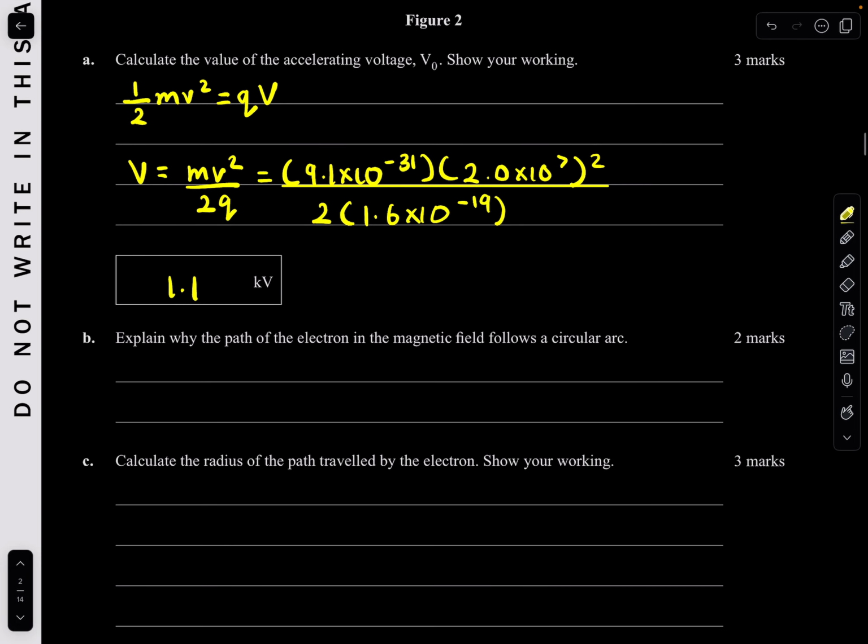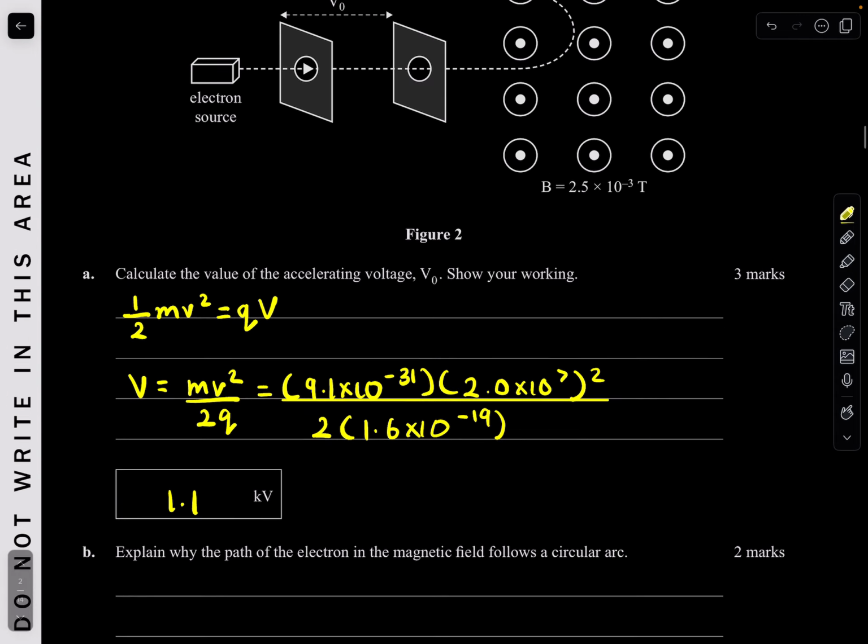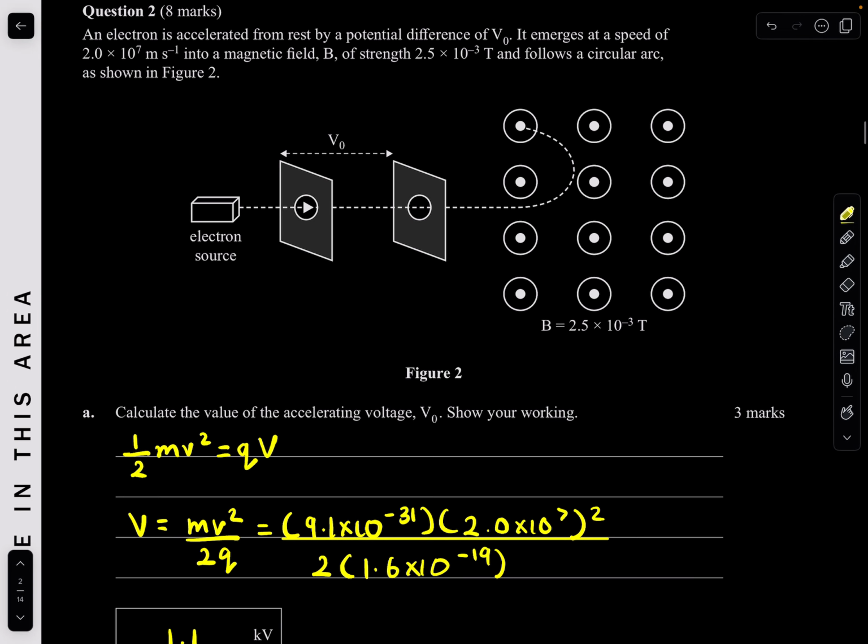kilovolts. So B, explain why the path of the electron in the magnetic field follows the circular arc. I promise you, this question here is just similar to the 2019 exam question. They always ask this question for some reason. So it's very, very easy to get full marks. Just put this kind of answer in your formula sheet because it's in your summary sheet. And so, yeah, this is why it actually follows a circular path.